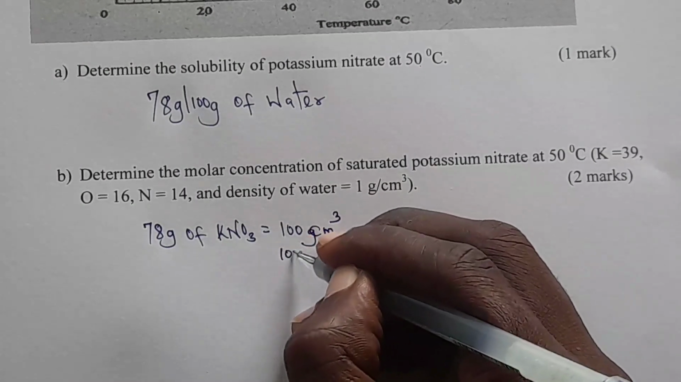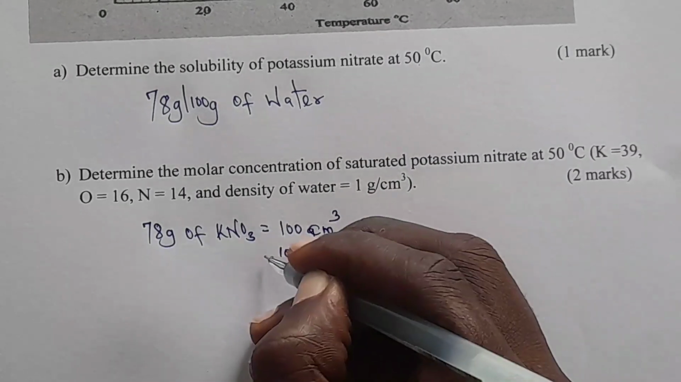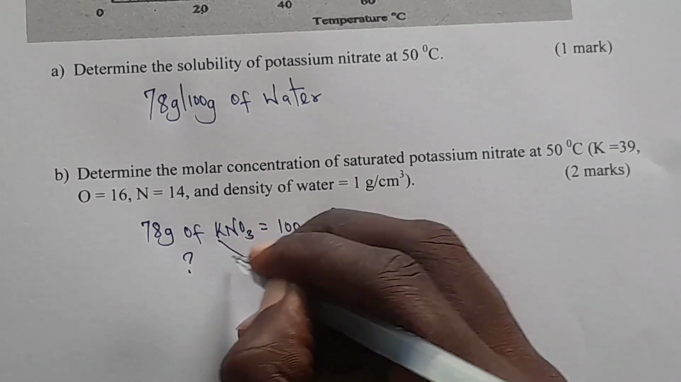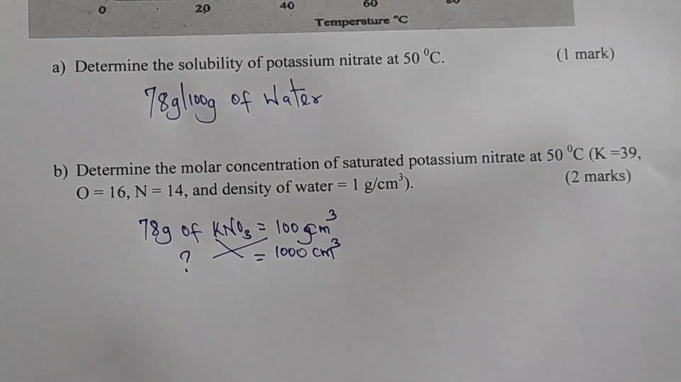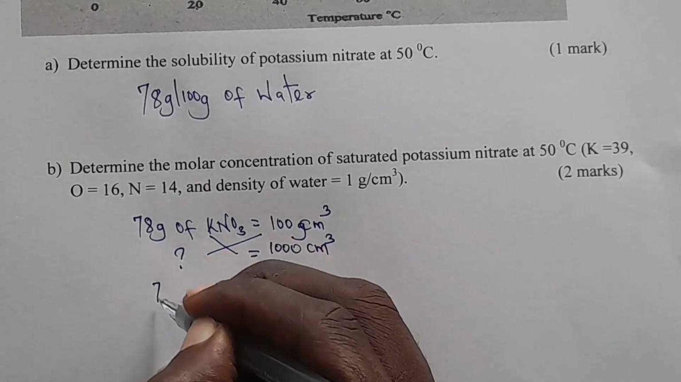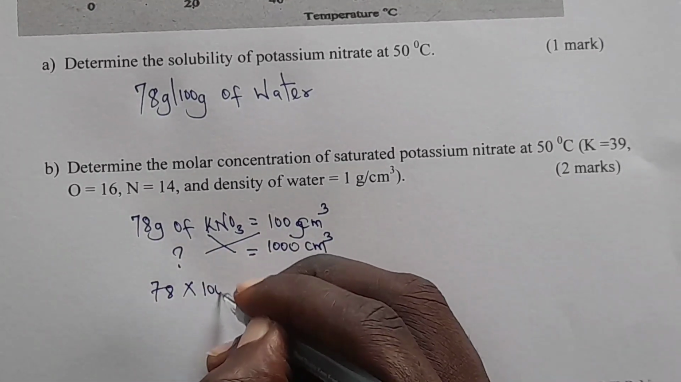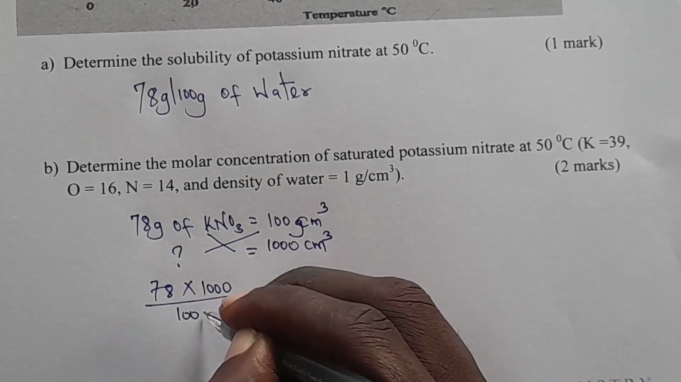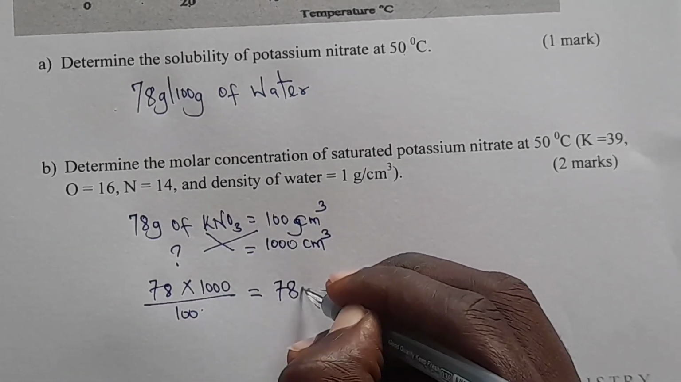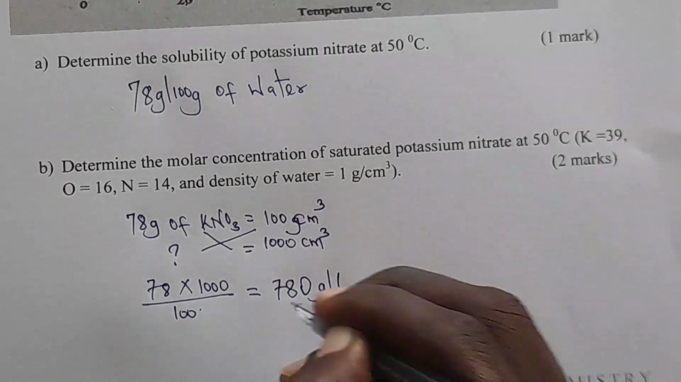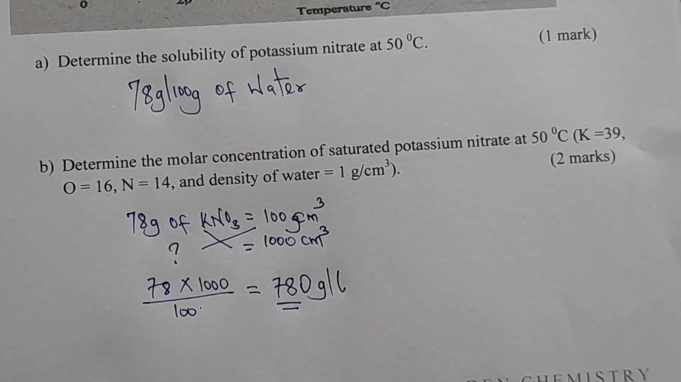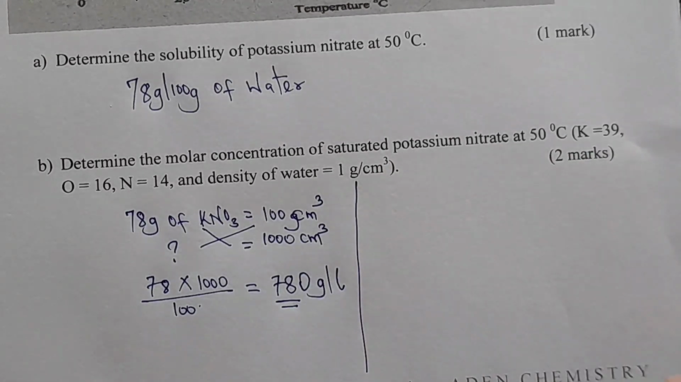What about 1000 centimeter cube? We want to make our concentration in grams per liter. So here we have 78 times 1000 divided by 100, which gives 780 grams per liter. Now we want to use the formula for calculating molarity: molarity equals concentration in grams per liter over the RFM.